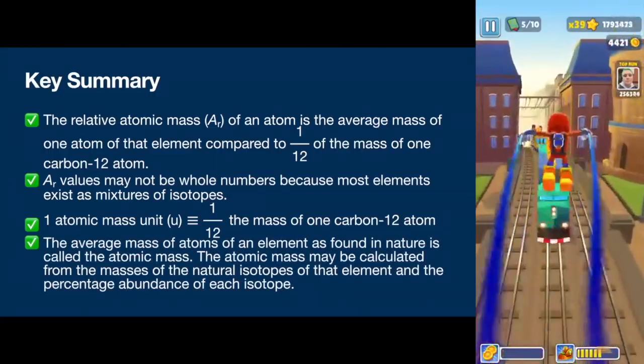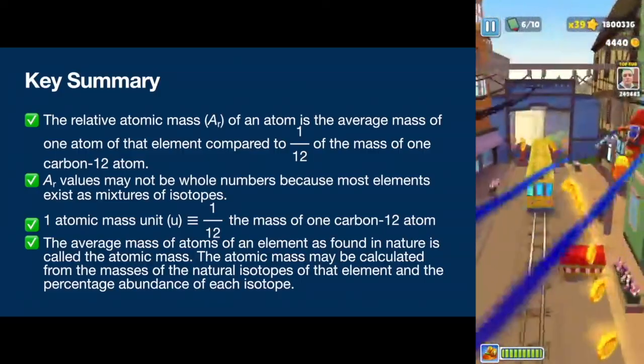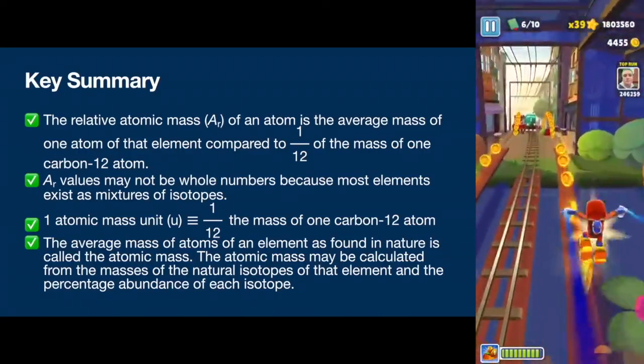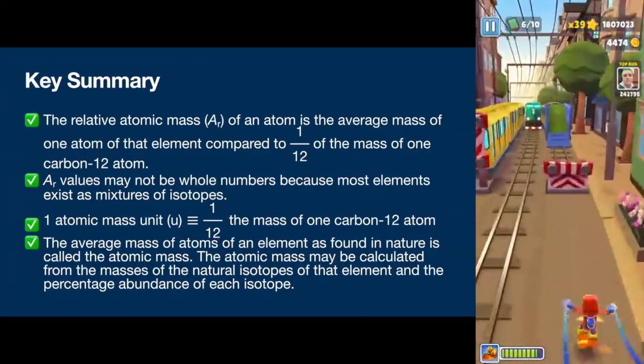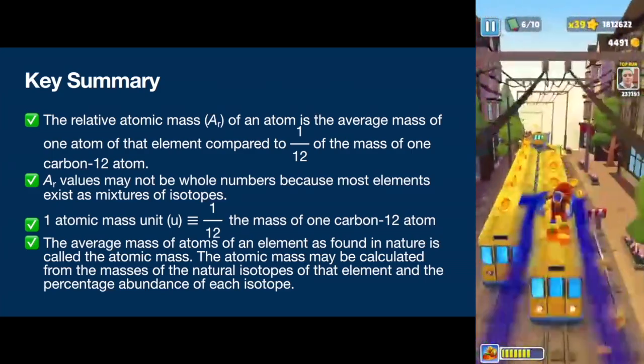And the average mass of atoms of an element as found in nature is called atomic mass. The atomic mass may be calculated from the masses of the natural isotopes of that element and the percentage abundance of each isotope.